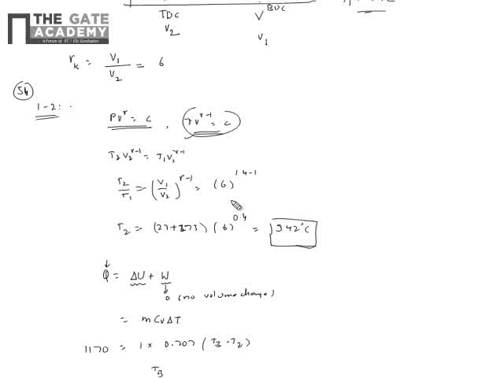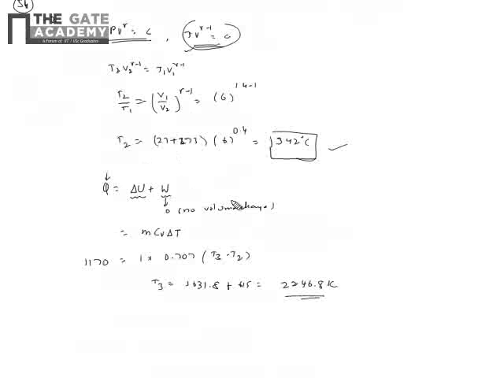From this I can get T3, since T2 is already known. The value comes out: T3 is 1631.8 plus 615, so it comes out to be 2246.8 Kelvin, and if I subtract 273 from this it comes out to be 1974 degrees Celsius. So this is the answer for the 54th bit. Answer is B for 54.